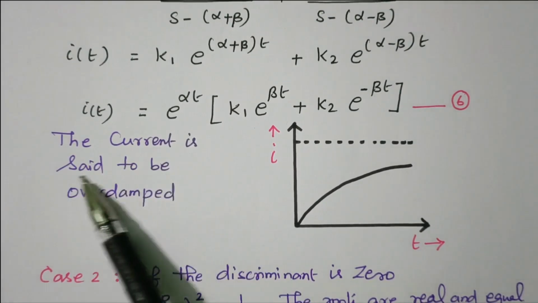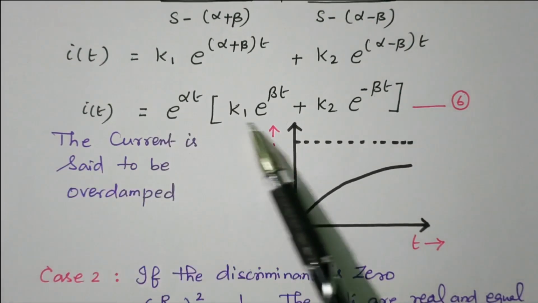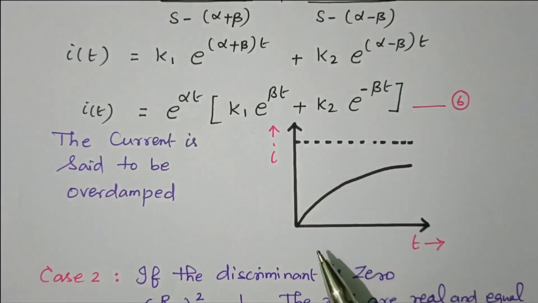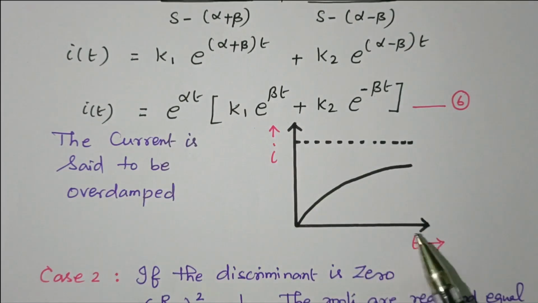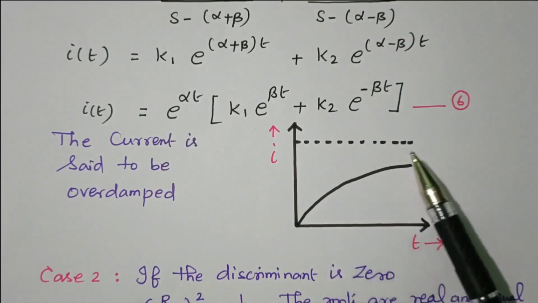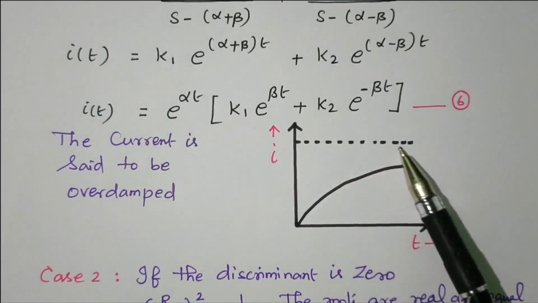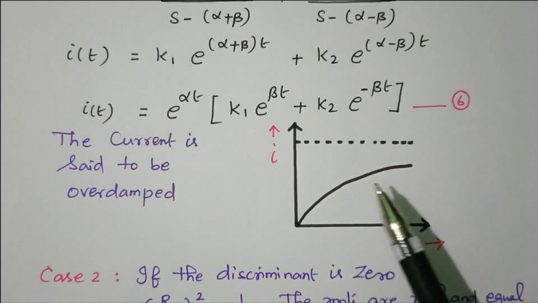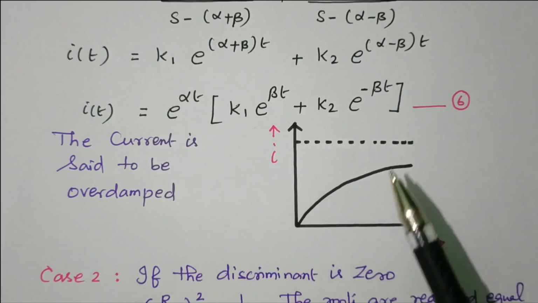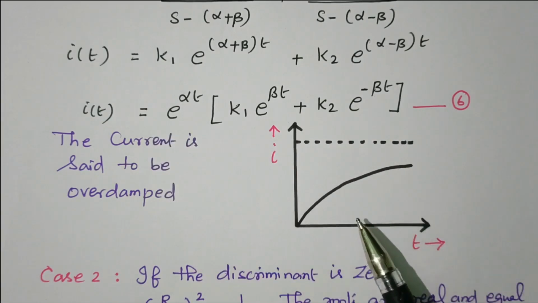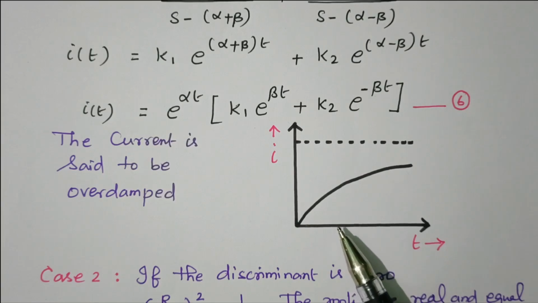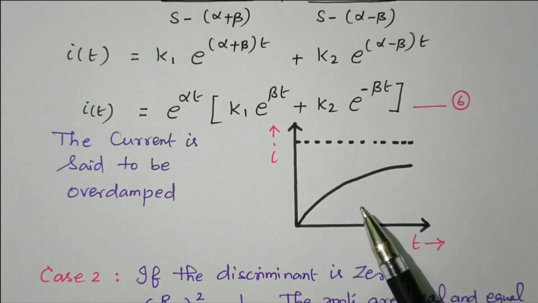The current is said to be overdamped. For this equation, the current is overdamped. That is, when the time increases, the current keeps on increasing, right? This is the rated current. The current keeps on increasing. By analyzing that, we are able to understand. So in case 1, the roots are real and different, and we got the response of the time as overdamped, right?